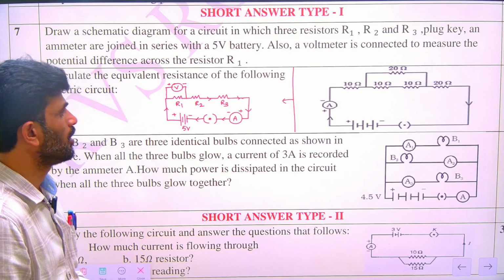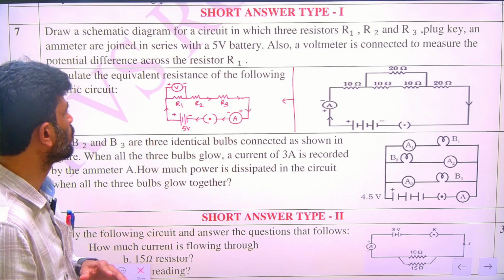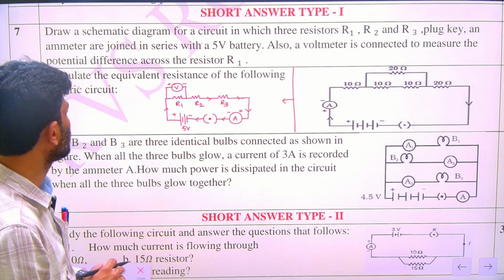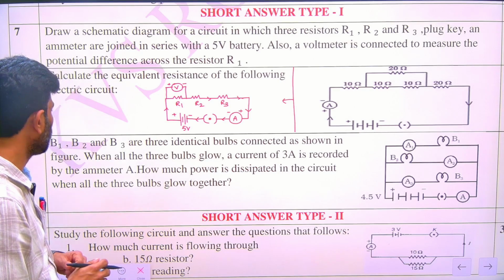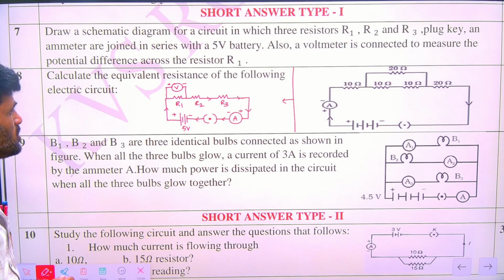Hope you understood how to draw. It is a very simple one. You should know how to connect in series and how to connect in parallel. Ammeter should be connected in series, voltmeter should be connected in parallel, across the resistance for which you want to find the potential difference.